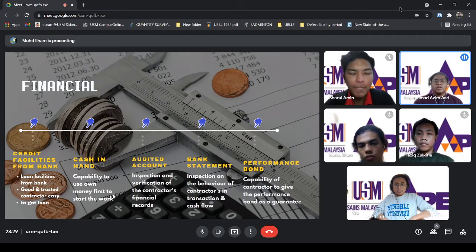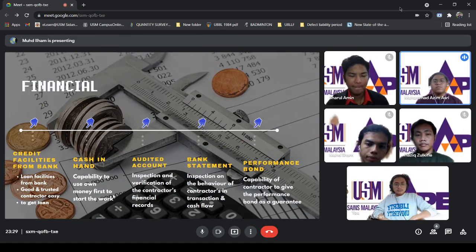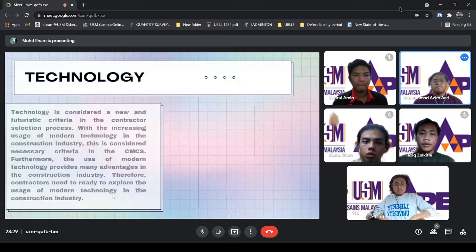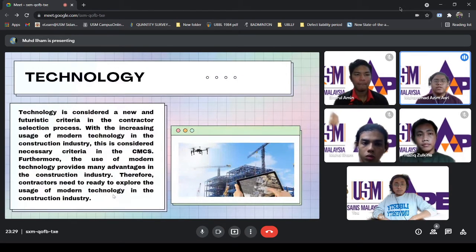And the next sub-criteria is the bank statement. Through the bank statement, we will be able to see the behavior of the contractor in transactions and cash flow. And the last sub-criteria is performance bonds. A performance bond is a guarantee given by the contractor to the client before starting the work. Through the performance bond, it can ensure that the contractor complies with the requirements of the contract and can also complete the work in full and with quality. Next.